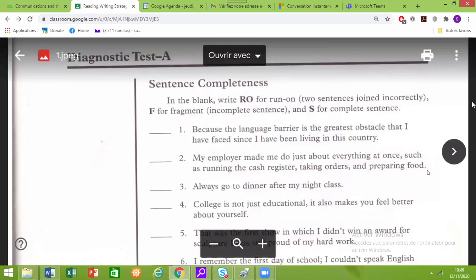I want you to do this exercise. So what are we going to do right now? We are going to start with the sentence problem.